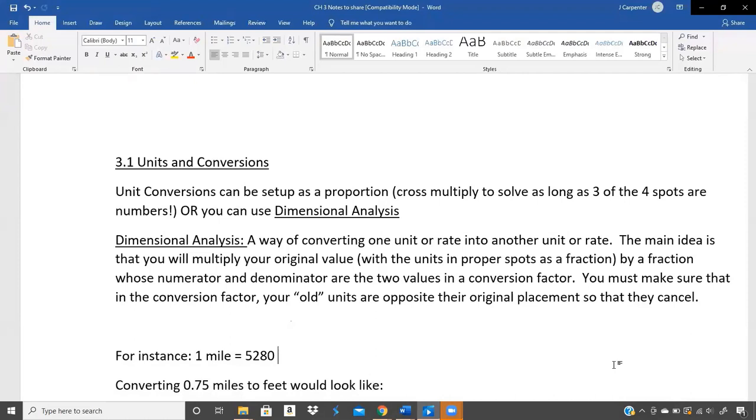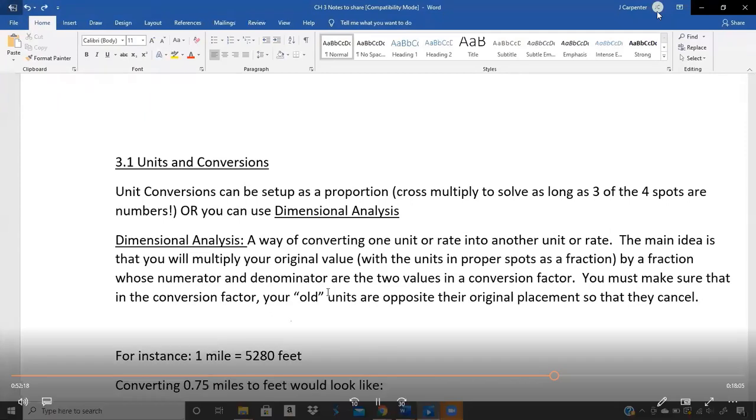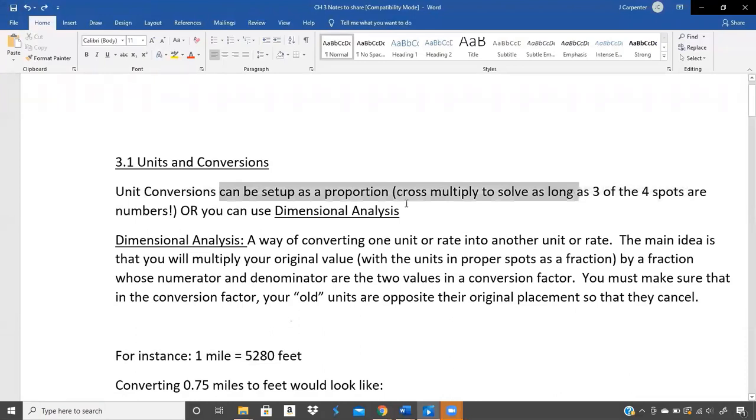Okay, so those are your units. What's the whole point of this? Unit conversions. How do we go from miles to feet? How do we go from fluid ounces to another type of liquid measurement, volume measurement? How do we go from grams to tons? How do we go from miles to kilometers? Feet to inches, anything like that. Going between the standard US system, going between the US and the metric system, it's all the same. You can set them up as a proportion if you like, and you cross multiply to solve as long as 3 of the 4 spots are numbers, the same exact thing we've been doing.